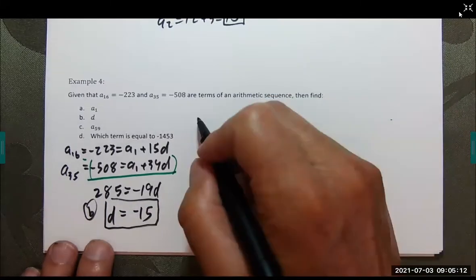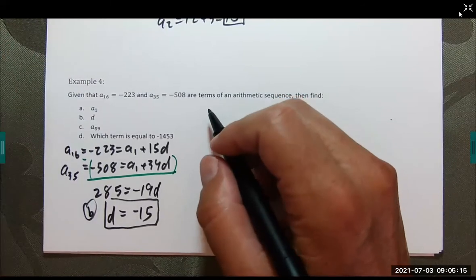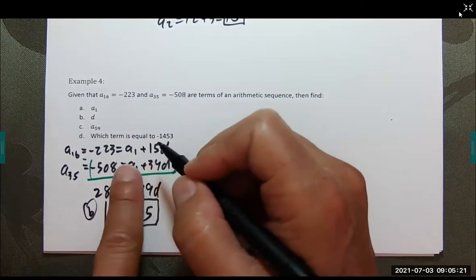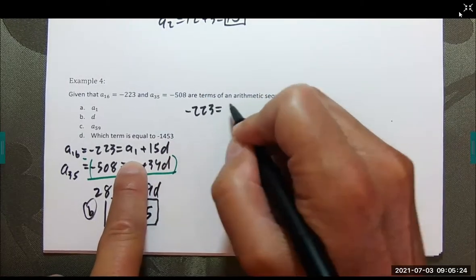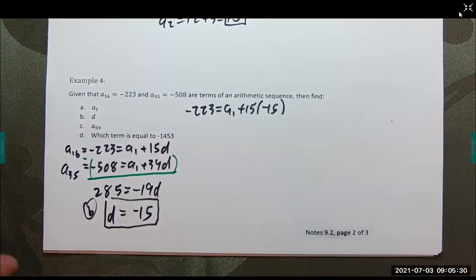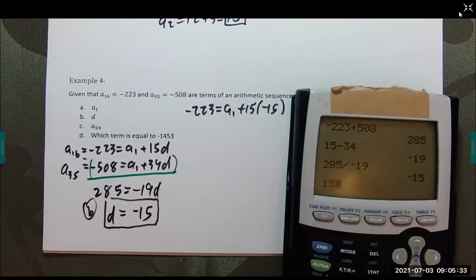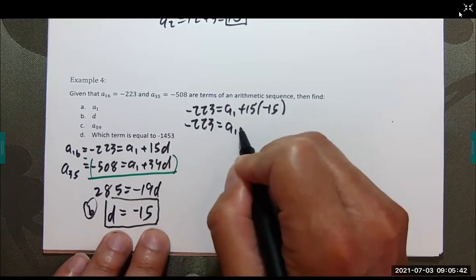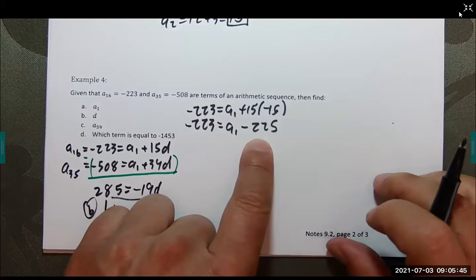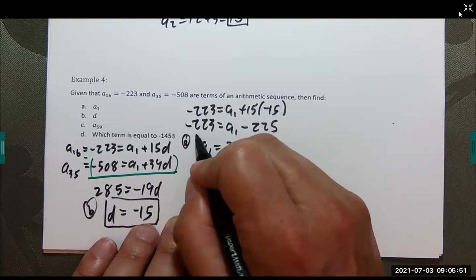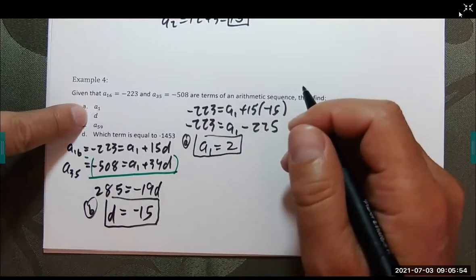Now I can find part A, because now I know D. I can use either one of them, I'll use this top one here. So negative 223 equals A sub 1 plus 15 times negative 15, which is 225, I believe. 15 times 15. So we have negative 223 equals A sub 1 minus 225. So I'm going to add the 225 to both sides. That's going to give me A sub 1 is 2. This is part A now.